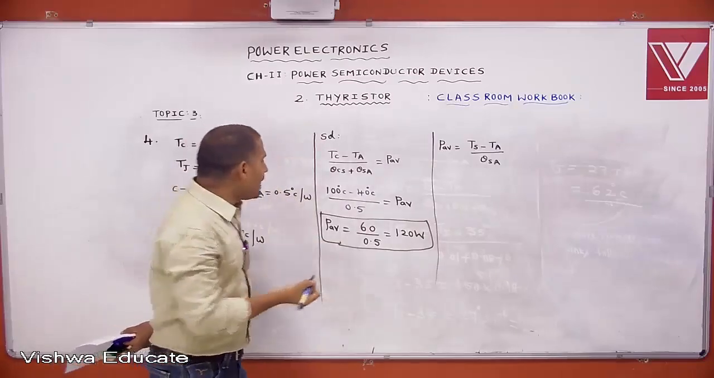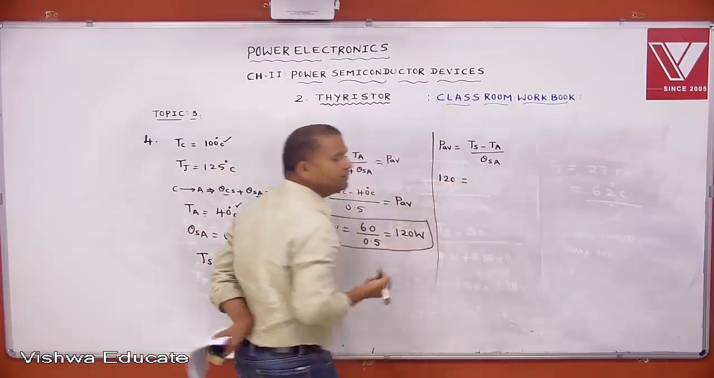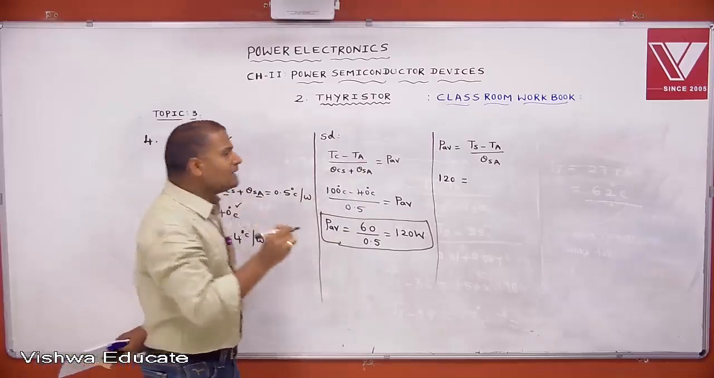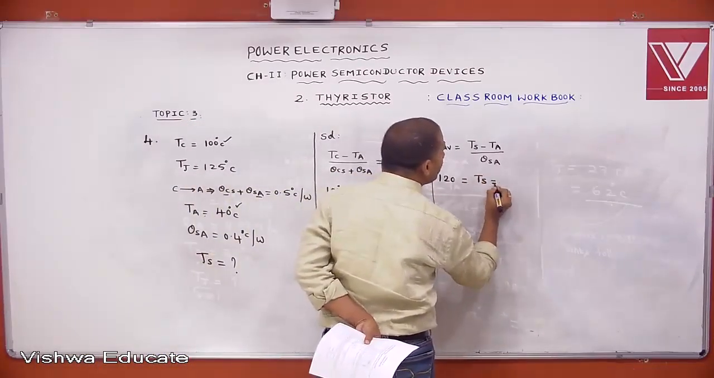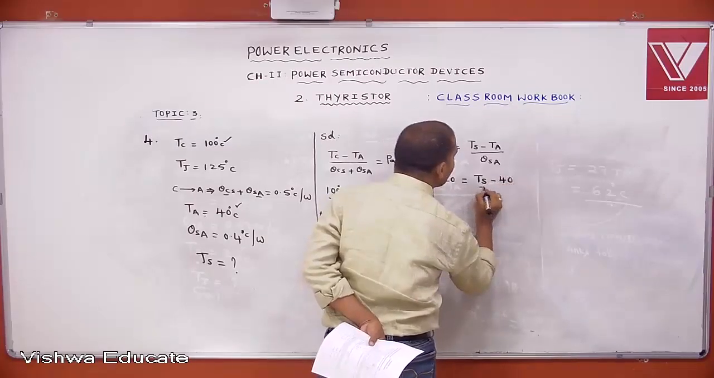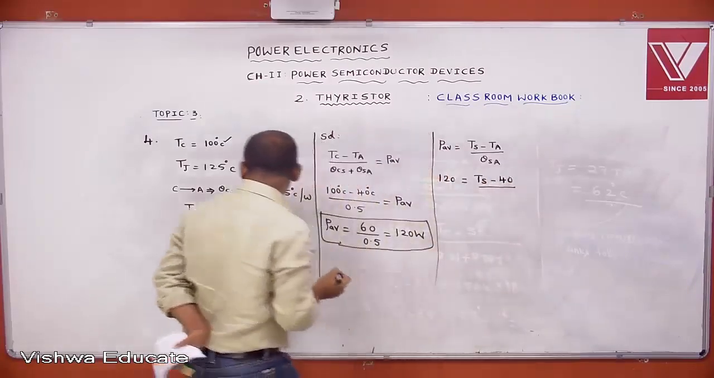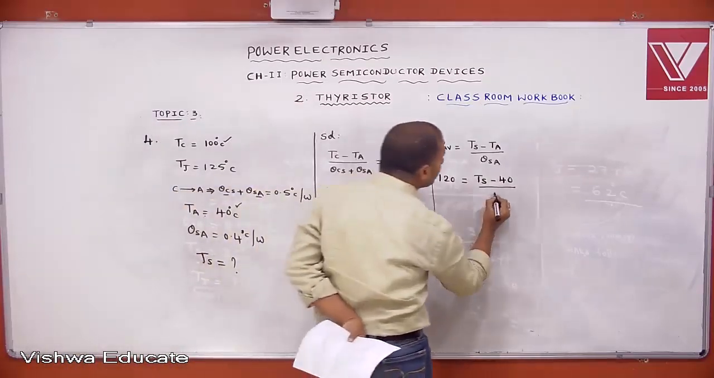Okay. Then what is the average thermal power? 120 watts. You want to calculate sink temperature, but ambient temperature you know. How much is it given? Ambient temperature 40 degrees centigrade, by theta Sa, it is given. How much is theta Sa? 0.4 degrees centigrade per watt.